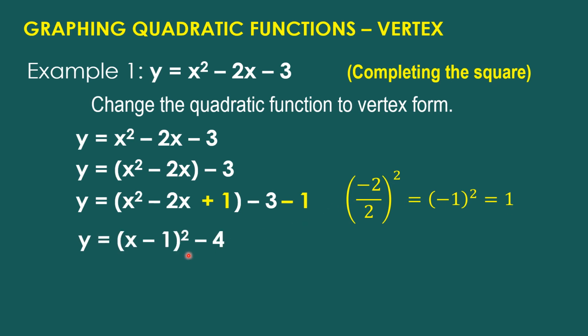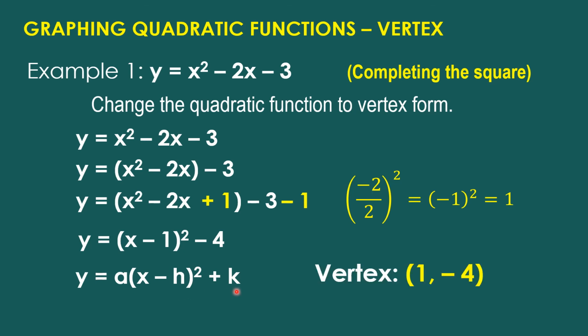That means that the vertex form is now equal to y equals the quantity x minus 1 squared minus 4. In this vertex form, h and k here are the vertex, and the vertex is at 1, -4.